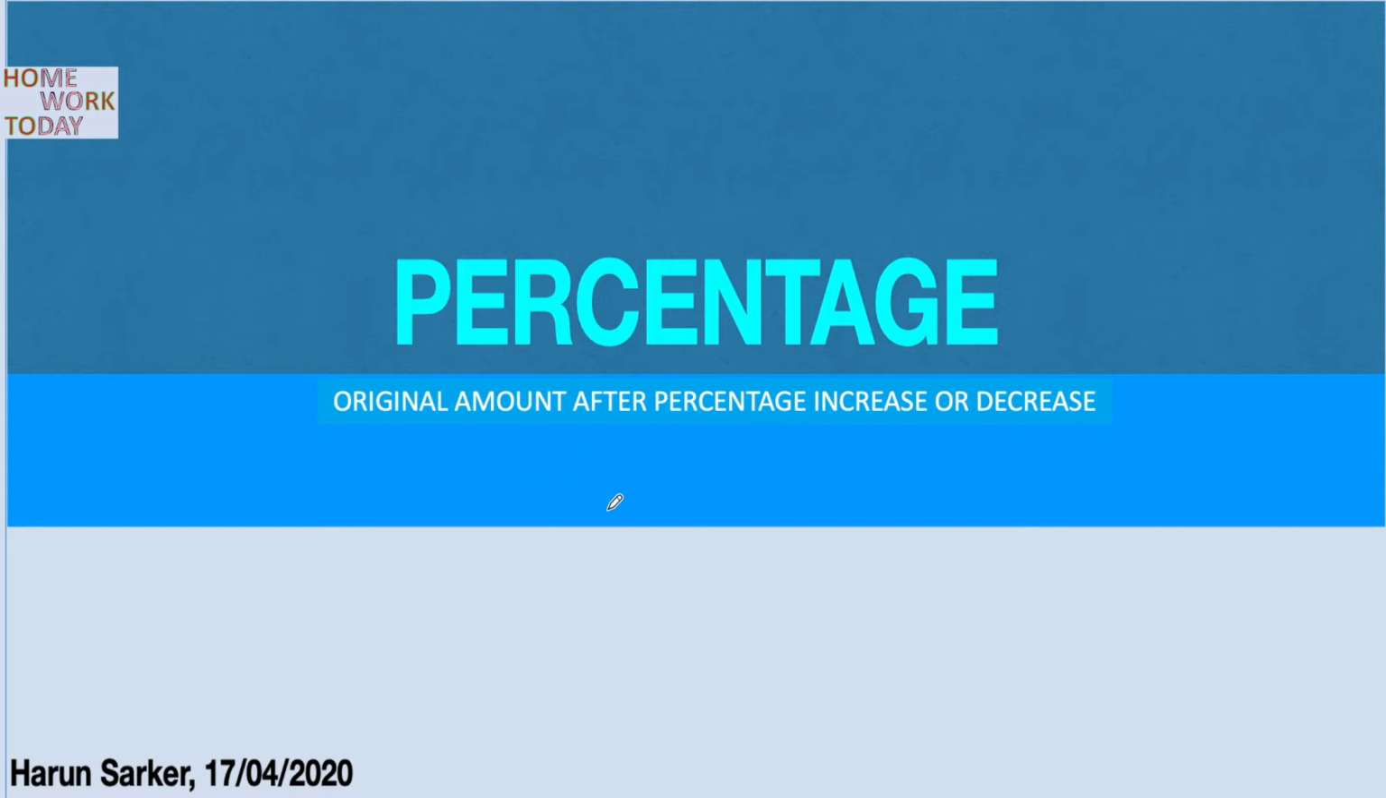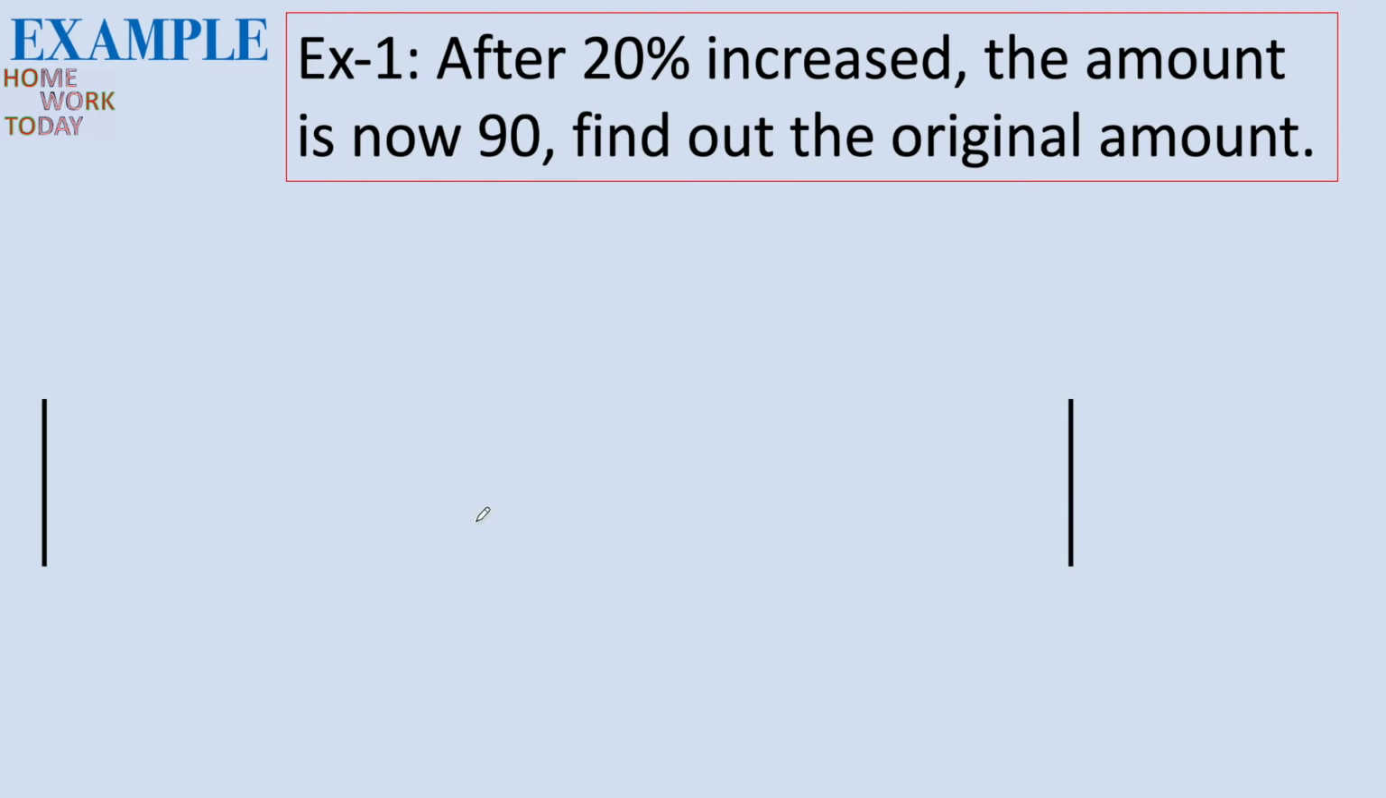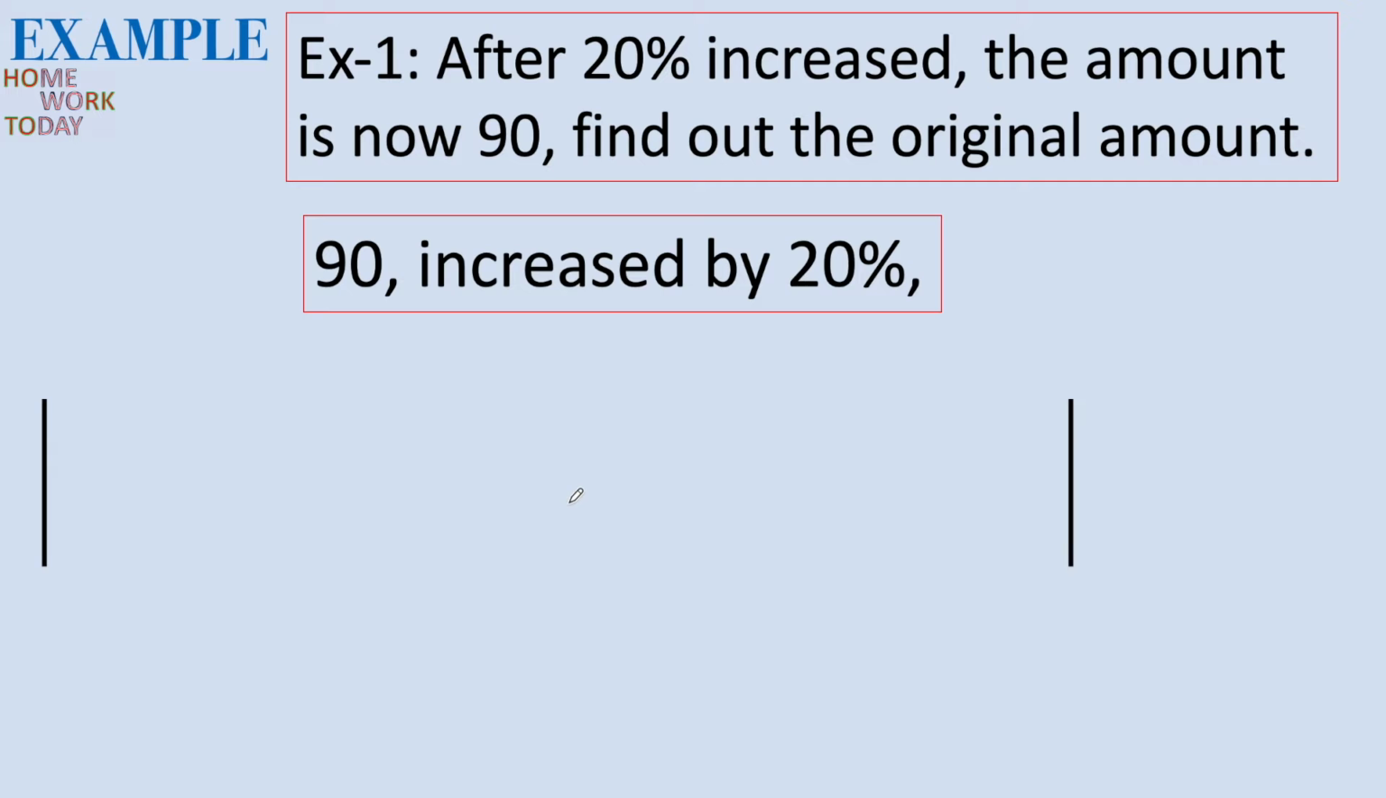Percentage Part 2. We will learn to find the original amount after a percentage increase or decrease. Example 1. After a 20% increase, the amount is now 90. Find out the original amount.